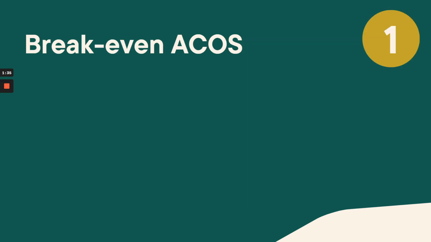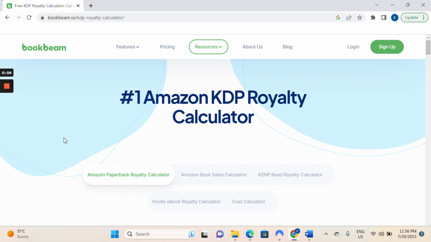Now, the first tip of this video is going to be showing you how to calculate your break-even ACOS point. This means that it's the amount of money that you spend on advertising which equals your royalty. So you're neither making money nor losing money. But it is really important to figure out this break-even point because this means that you'll know that if you're underneath this point, then your advertising campaign is profitable. And if you're above this point, of course, your ad campaign is losing money.